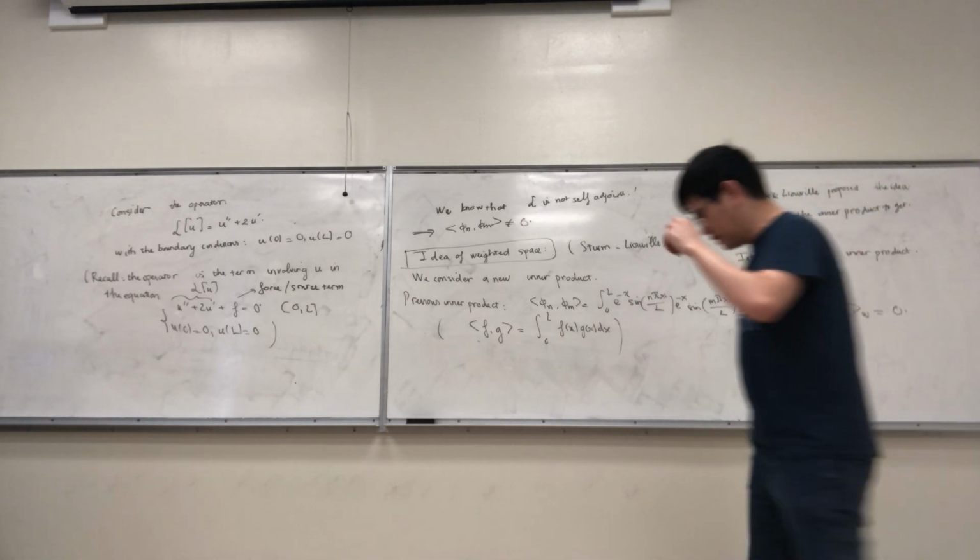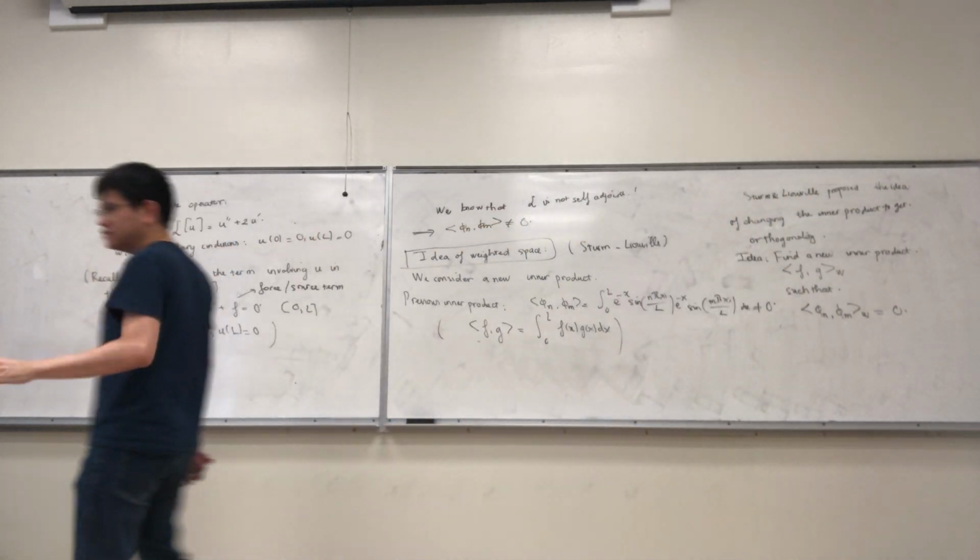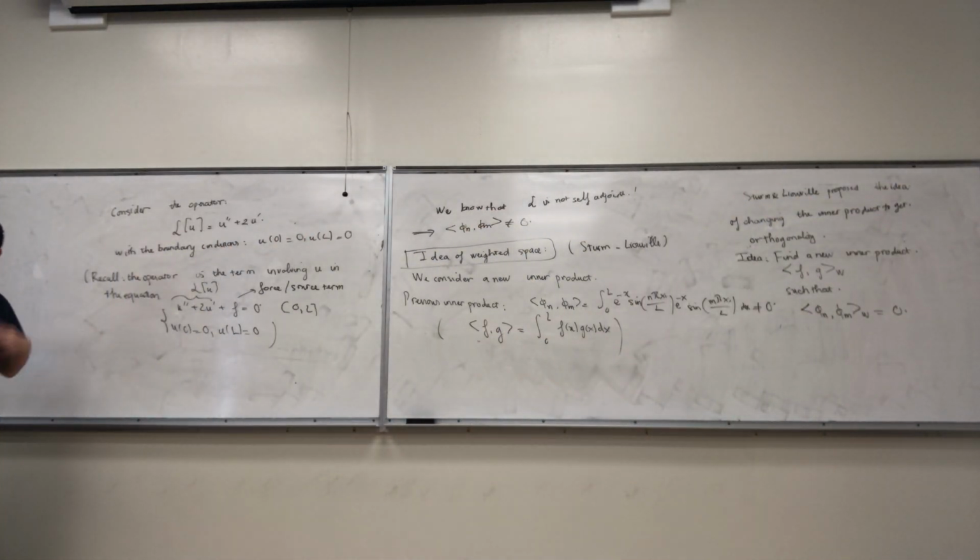Then Sturm and Liouville came up with a very genius idea, in which he said that, okay, in order to get orthogonality, you just have to change the inner product, right? So who can guess the inner product? Yes? Is it another basis where the vectors are orthogonal? No, the idea is you keep the same basis, but you change the inner product, so that you still have orthogonality.